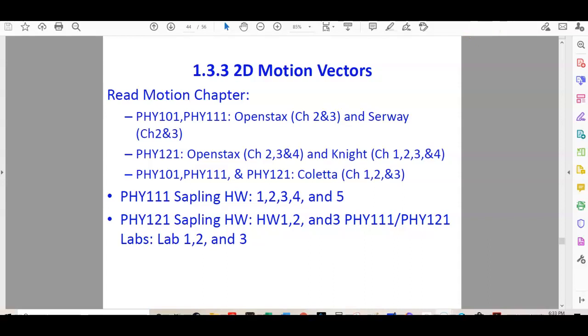Hello everyone, this is Jim Corkins again, and we are continuing on. This is going to be the end of our review of trigonometry and addition of vectors, and now we're going to actually apply it to velocity vectors, acceleration vectors, and displacement vectors. Okay, so we're going to talk about what's the relationship between all of those vectors with regards to addition of vectors and also trigonometry.